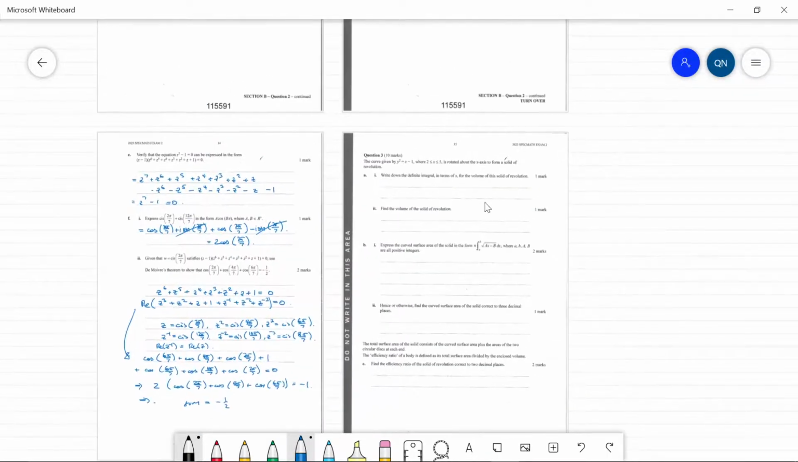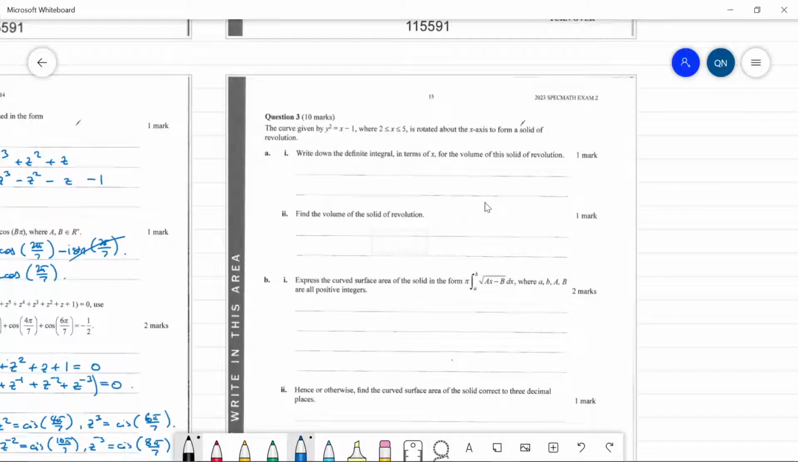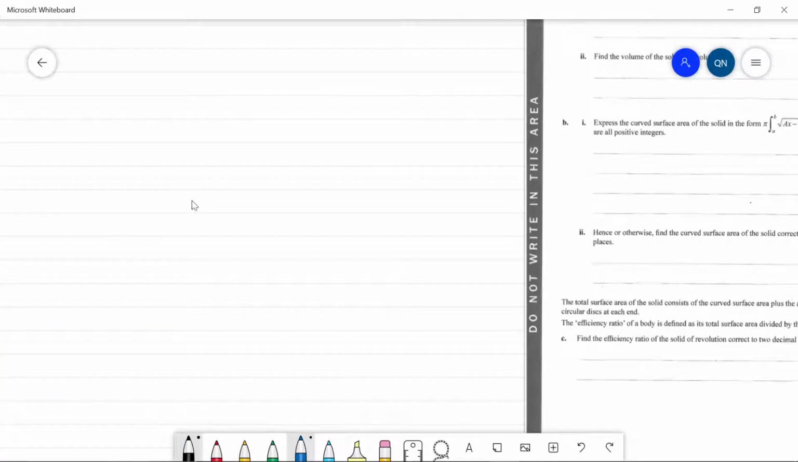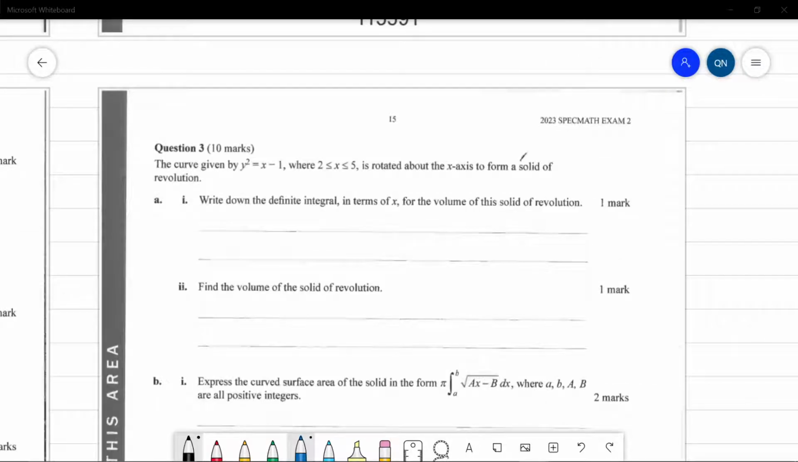Anyways, question 3. We did not use the calculator once at all. Actually, we did use the calculator to check that our working out is correct. But let's take a look at question 3. Why is my whiteboard lagging? Okay, it's back to normal now.